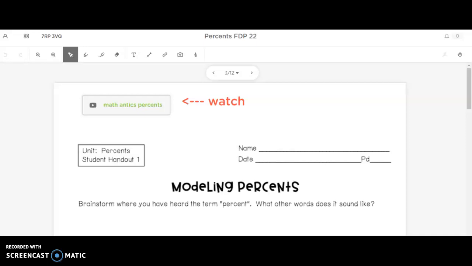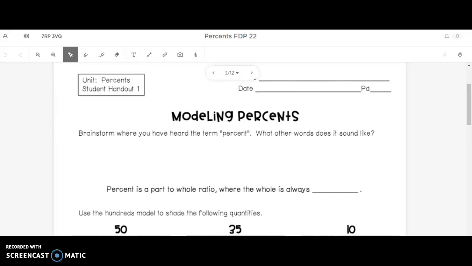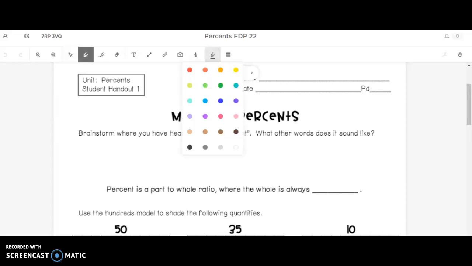Hey everyone, today we started work on modeling percents. We watched this Math Antics video and we took notes about 3 things that were important about modeling percent. The goal today is that you learn how to convert fractions, decimals, and percents, just 3 different ways to show the same value. So let's get started.